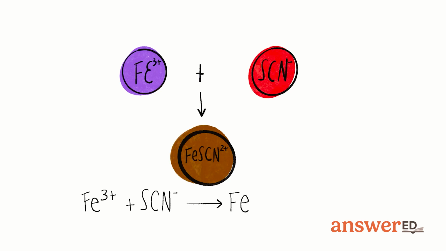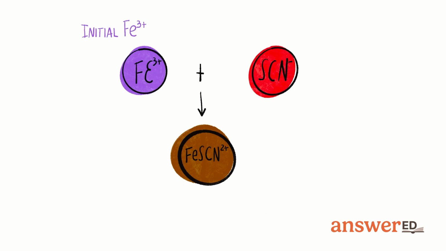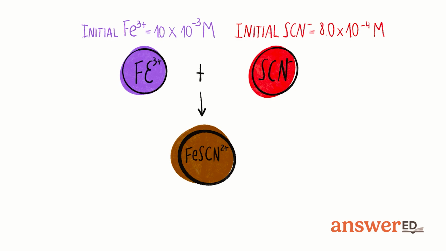We're considering a reaction where iron 3 ions react with thiocyanate ions to form an iron thiocyanate ion. We have a solution with initial concentrations of iron 3 ions and thiocyanate ions. At equilibrium, the concentration of iron thiocyanate ion is known.